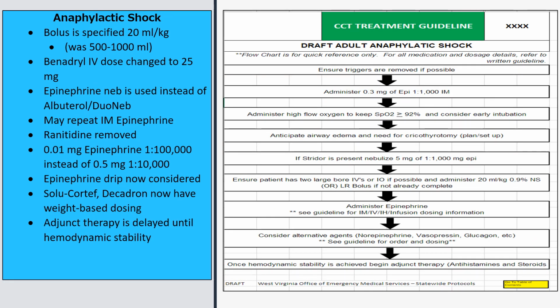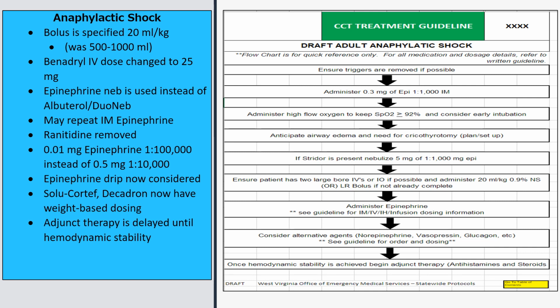The CCT treatment guideline, anaphylactic shock. The flow chart is for quick reference only. For all medication and dosage details, refer to written guidelines. Ensure triggers are removed if possible. Administer 0.3 milligrams of epi 1 to 1,000 IM. Administer high-flow oxygen to keep the SpO2 greater than or equal to 92% and consider early intubation. Anticipate airway edema and the need for cricothyrotomy, which means plan and set up.